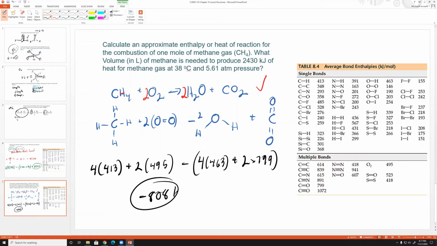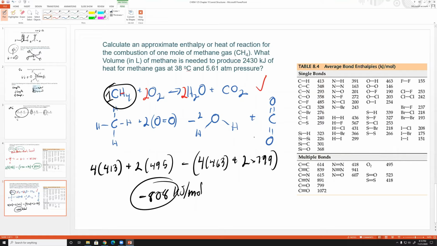All right, so now this is the amount of kilojoules per 1 mole of methane. And the reason why we know it's per 1 mole is because the reaction tells us it's 1 mole because of the coefficient. If this was 2 as the coefficient, we would need to divide this answer by 2 to figure out the kJ per mole. Next part of the question. What volume in liters of methane is needed to produce 2,430 kilojoules of heat for the gas at those temperature and pressure? Now, if you know that 1 mole produces 808, how many moles produces 2,430?